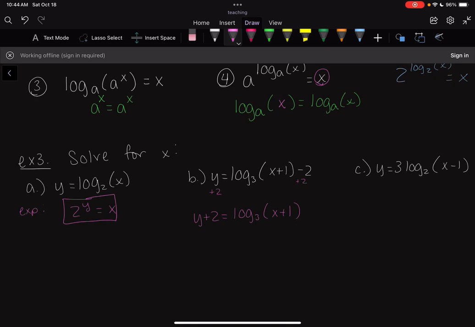Now I can write as an exponential. So I'm going to put a note here. I'm writing as an exponential. So my base is 3. Logs are equal to exponents, so y plus 2 is my exponent. And now that the log is gone, my x plus 1 is alone. To finish solving this for x, I would subtract 1 from both sides. And there we go, we've solved for x.